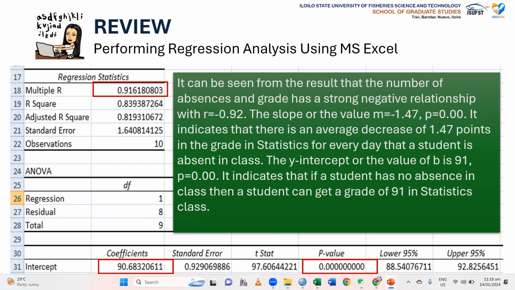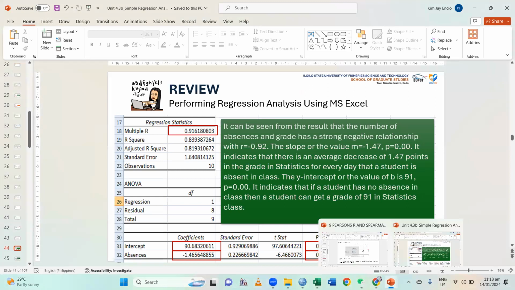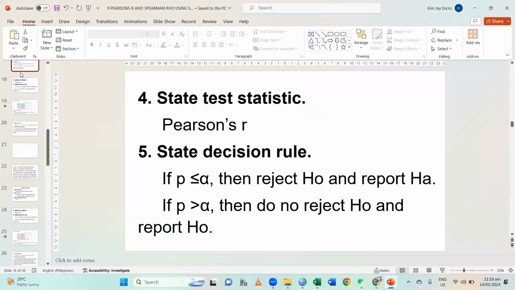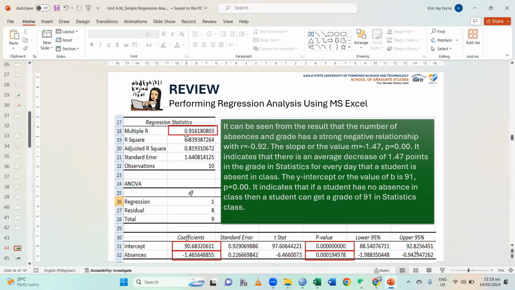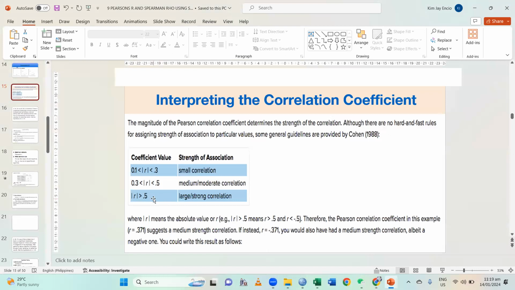It can also be seen, I think this one was mentioned earlier, from the result that the number of absences and grade have a strong negative relationship with r equals negative 0.92. You might be asking, sir, what's the basis of strong? The basis is this. Go back here to your Pearson R. 0.916 something has an absolute value which is greater than 0.5. That's why it is strong.